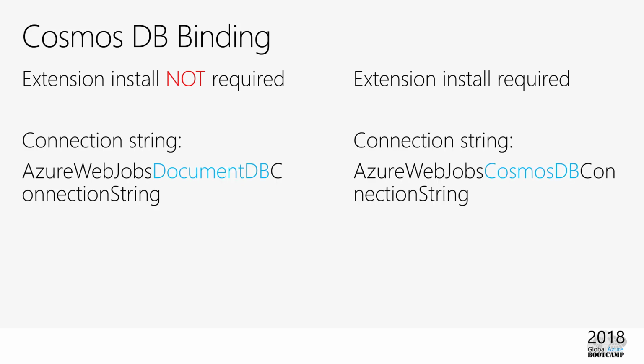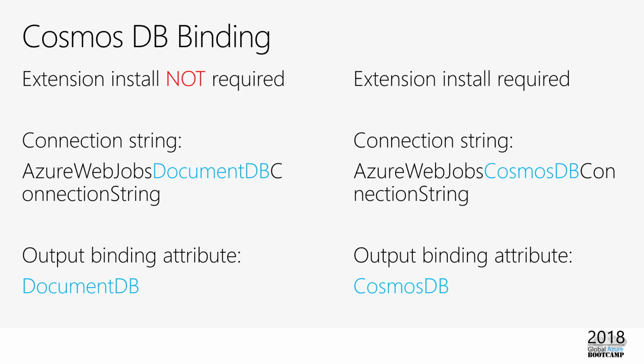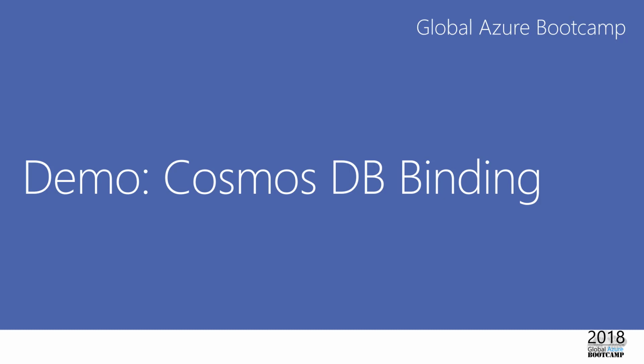And the default connection string name has been changed. In version 1, it is using AzureWebJobsDocumentDBConnectionString. On the other hand, in version 2, it is using AzureWebJobsCosmosDBConnectionString. And our binding attribute class in version 1 is DocumentDB. On the other hand, in version 2, it is CosmosDB. That's the difference. So I will show how the Cosmos DB binding looks.